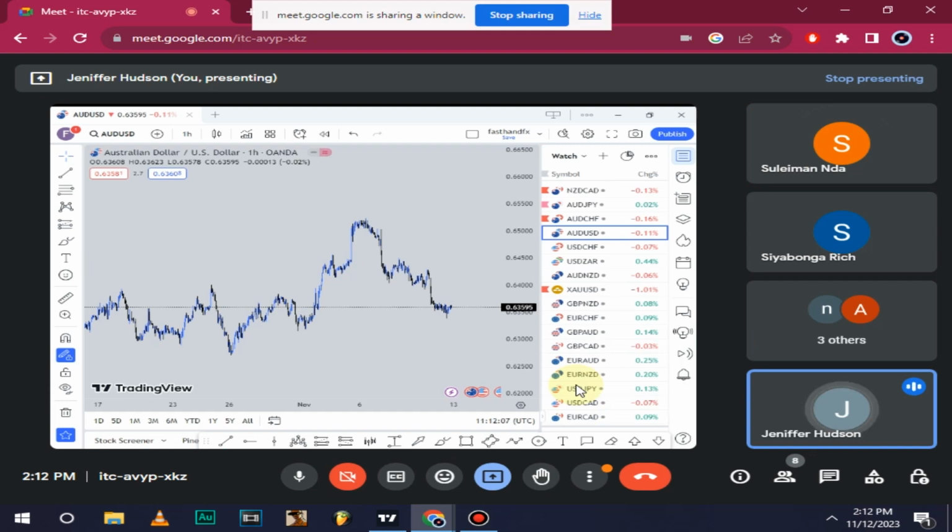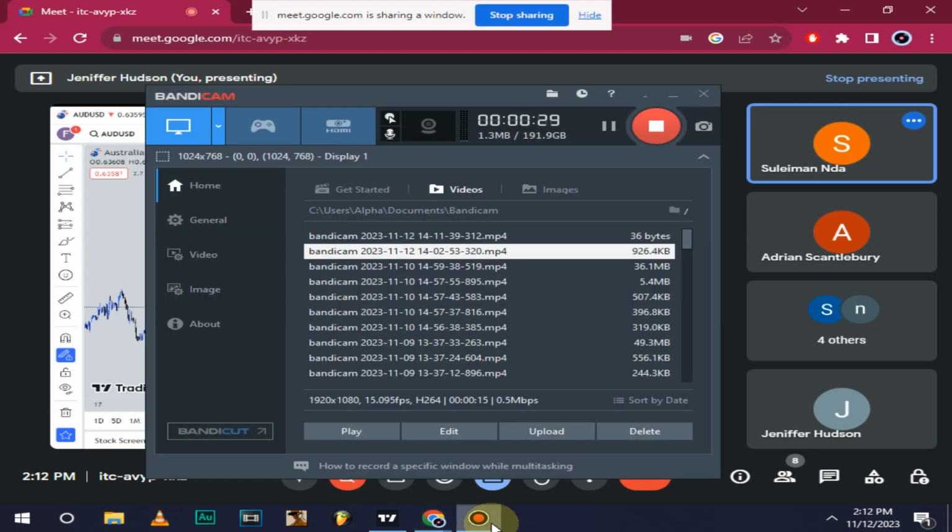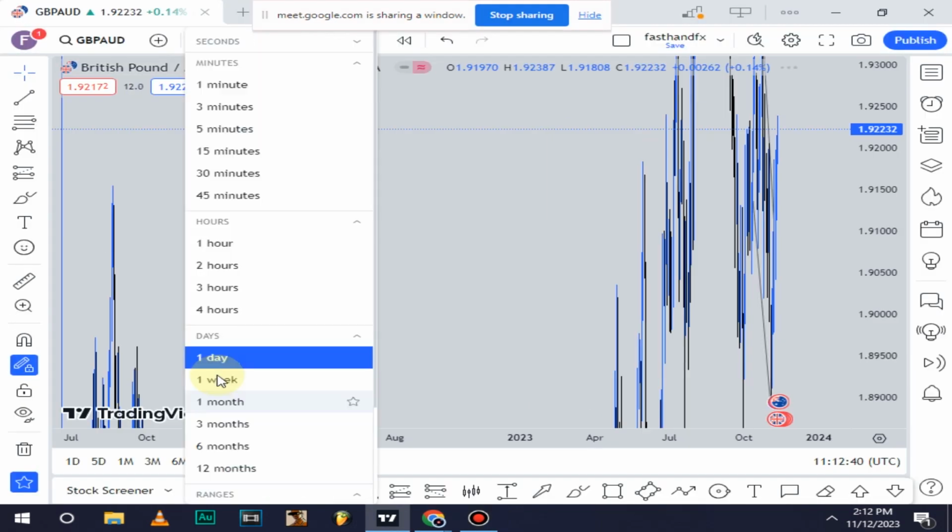So which part should we start the analysis of? Any suggestion? Any GBP AUD, GPUs? GBP. Yeah, GPUs is still in pause. All right. Let's see. We'll do it the night, the week, as we do it. That's how we do it. From the weekly.